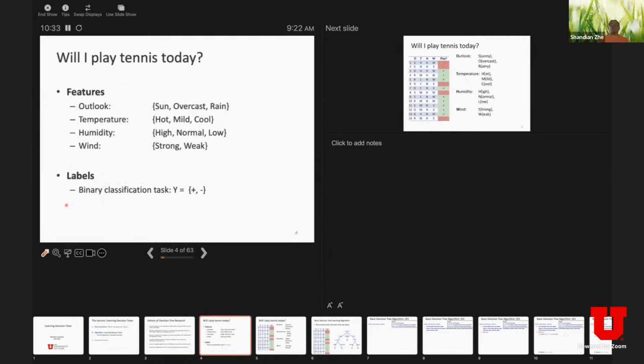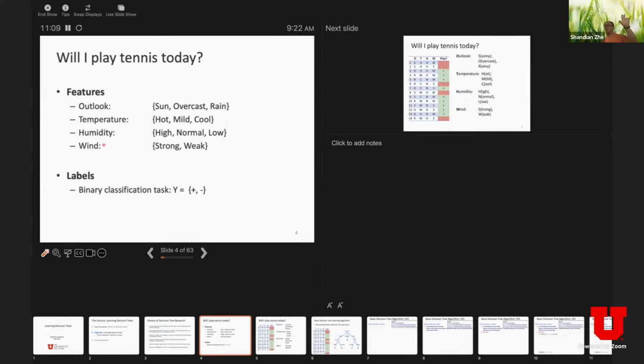Okay, so to explain this ID3 algorithm, we want to be concrete, right? We don't want to be very abstract. So we're going to use one particular example to illustrate how this algorithm works. This example is to build a binary classifier that, according to the weather conditions, decides whether I should play tennis outside or not.